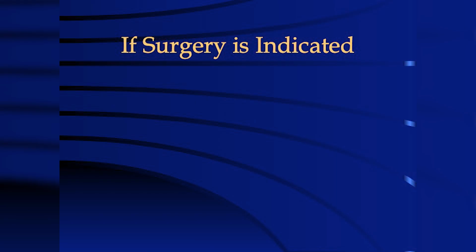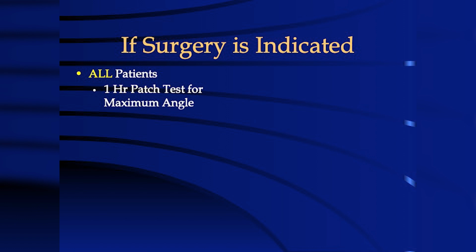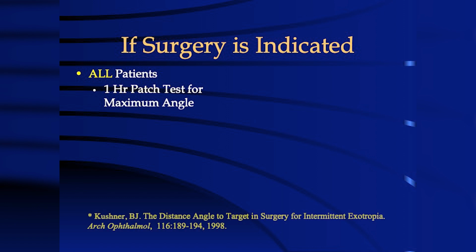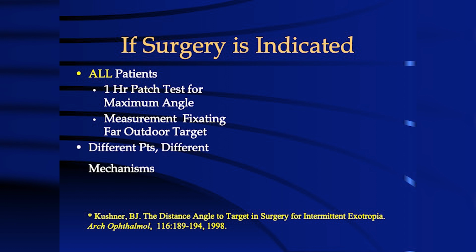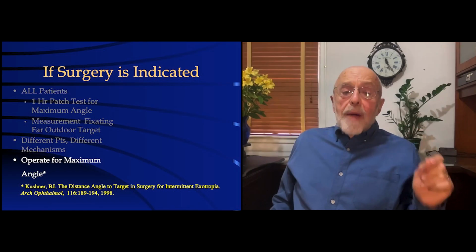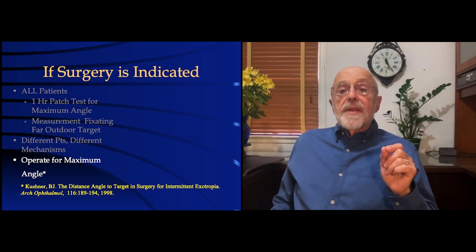Now, if surgery is indicated, all patients with intermittent exotropia should have a 1-hour monocular patch test to find the maximum angle, maximum at both distance and near. And they need a measurement fixating on a far outdoor target. Take them to a window, have them look at a flagpole, a stop sign, or better yet, take them outdoors if that's convenient, given your clinic setup. And both tests need to be done, the patch test and the outdoor measurement, because different patients will increase their deviation with one test or the other, but not both. And you want to operate for the maximum angle that you find.